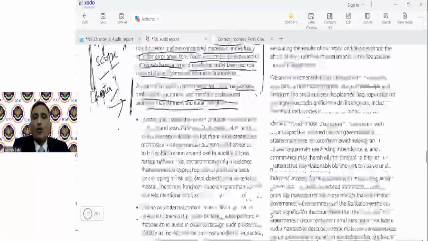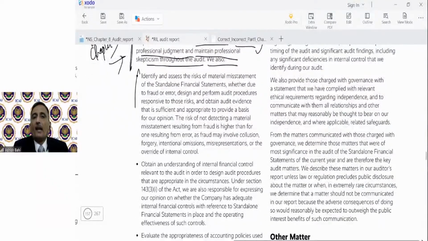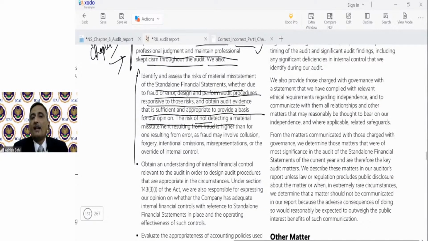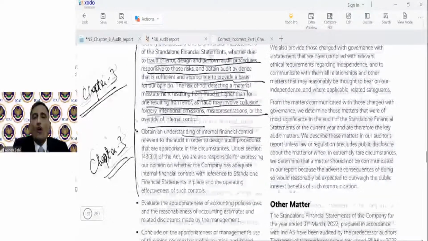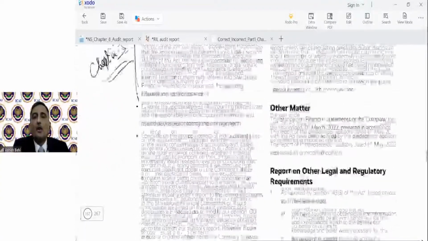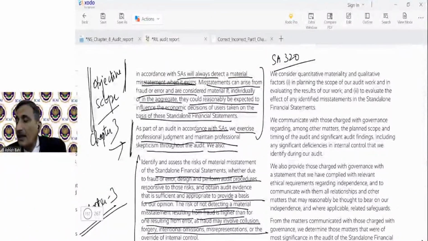So all things, we also identify and assess the risk of material misstatement of standalone financial statements, whether due to fraud or error, and obtain audit evidence that is sufficient and appropriate to provide a basis for opinion. The risk of not detecting a material misstatement resulting from fraud is higher than one resulting from error. So these all things you have read in chapter 3. Haven't you, students? So obtain an understanding of internal financial control. So this also you have read in chapter 3. So all these kind of things relating to auditors' responsibilities, these have to be stated.